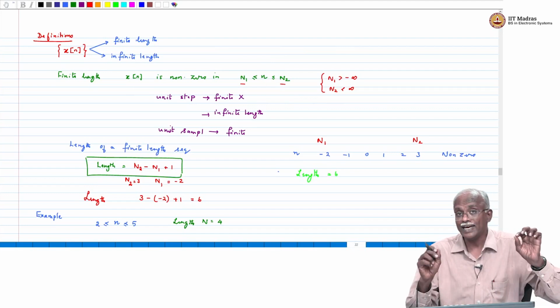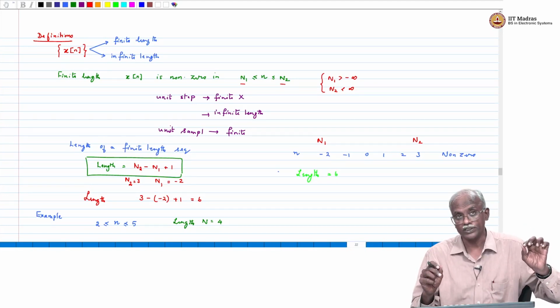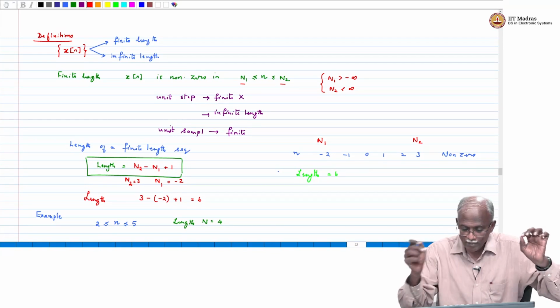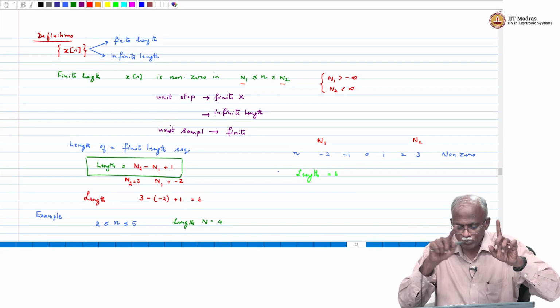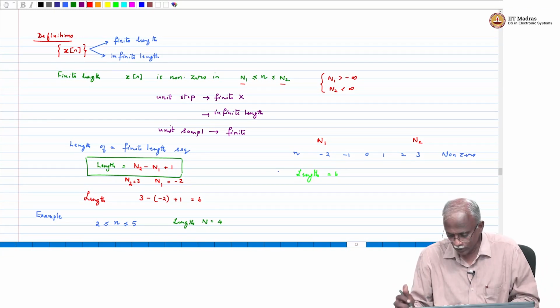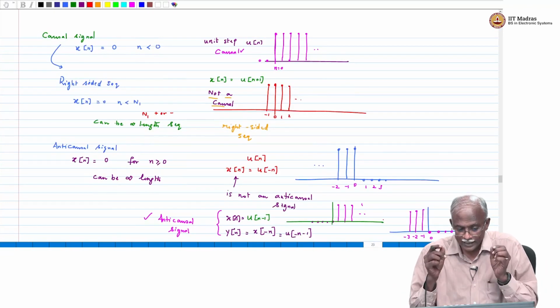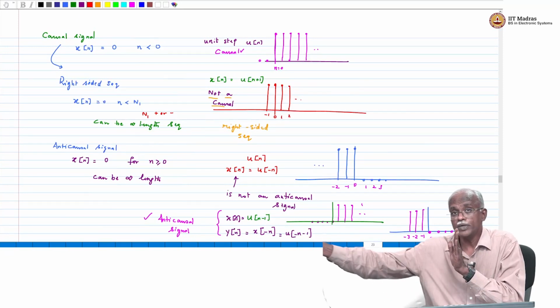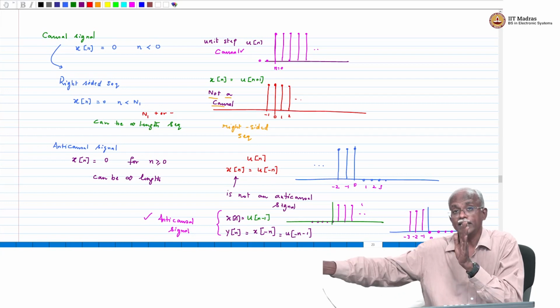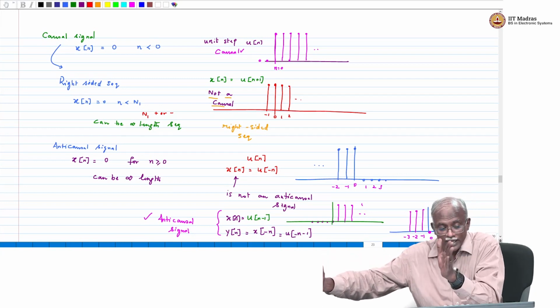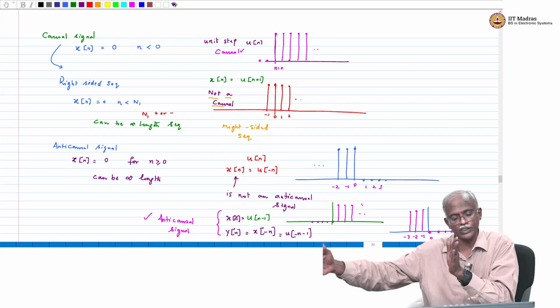How do you define the length of a finite length sequence? What are the two limits? If n1 and n2 are the two limits, then you take n2 minus n1 plus 1, and we looked at a couple of examples. And in this context, if one of the limits goes to 0, then we say it is a right sided sequence, and if it starts from n equal to 0, we call it a causal sequence.